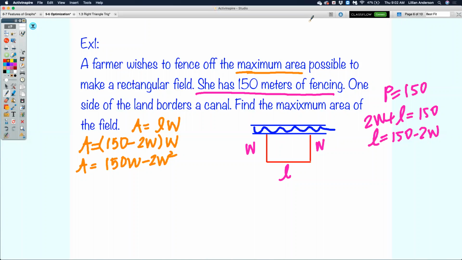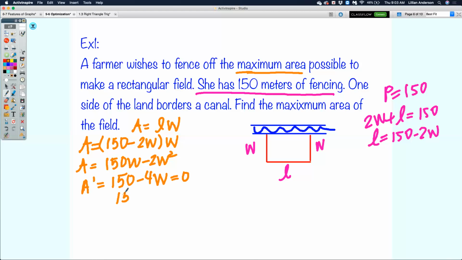Step 3 says to take the first derivative and set it equal to 0. Remember, we do this because we're trying to figure out that value that could potentially be a maximum or a minimum. So we need to find the first derivative and then set it equal to 0. What is the derivative of 150W minus 2W squared? 150 minus 4W. Very good. Then we need to set that equal to 0, and we're going to solve for W.